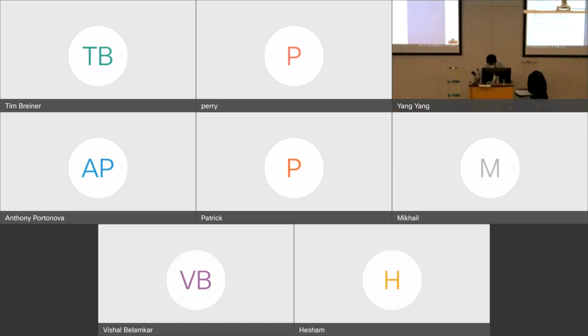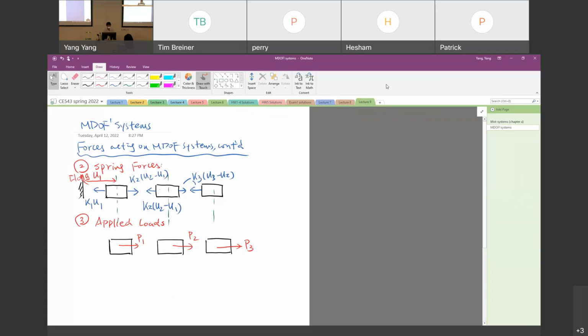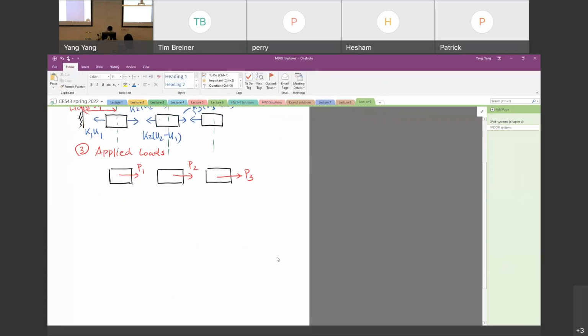Half of tonight's class. So now we have all the forces for each of the masses. Okay, now let's show the free body diagram. FBD is the best friend for civil engineers. The equilibrium, each mass.